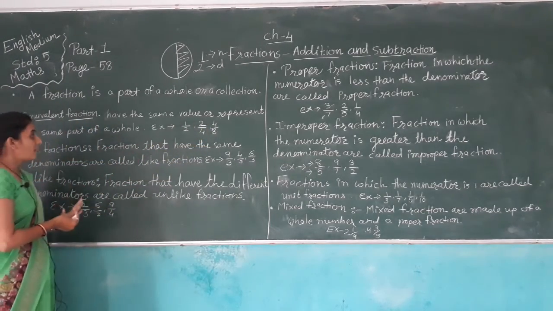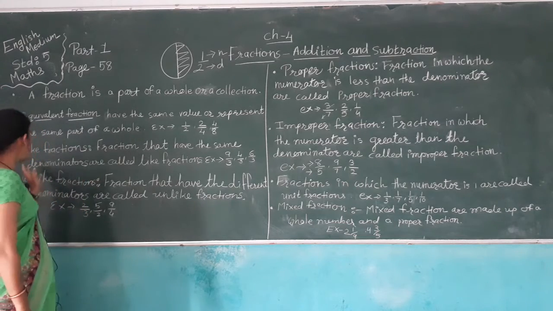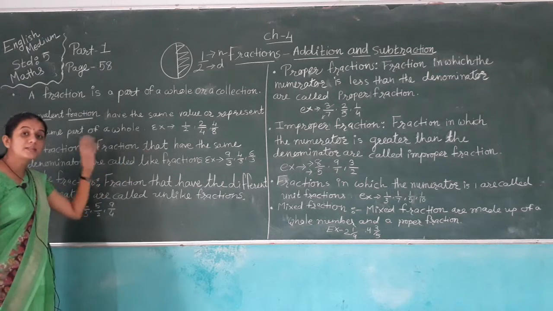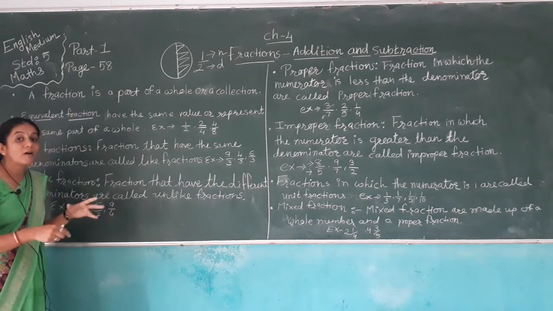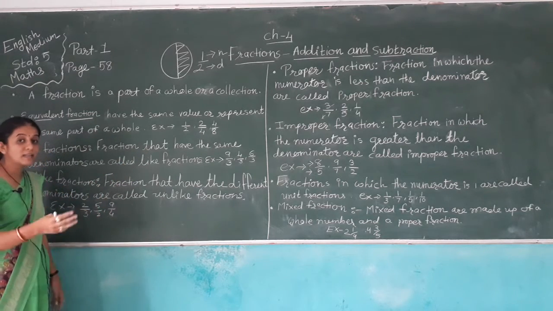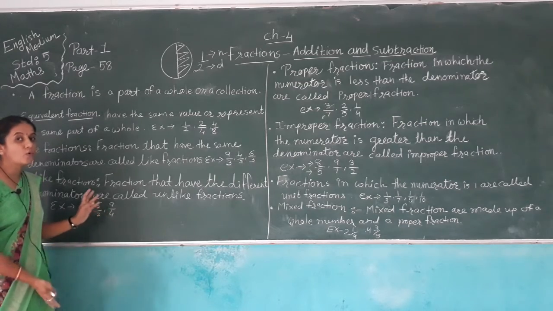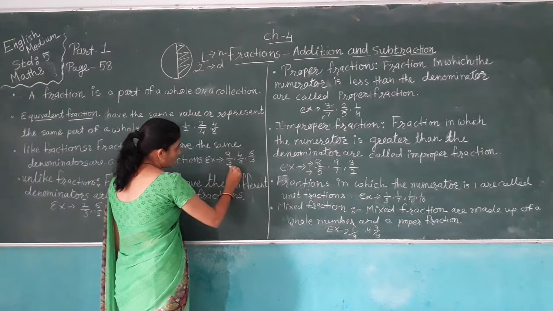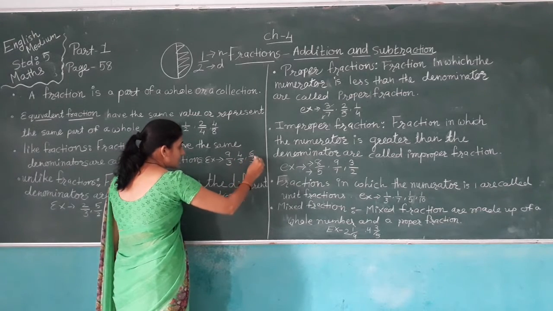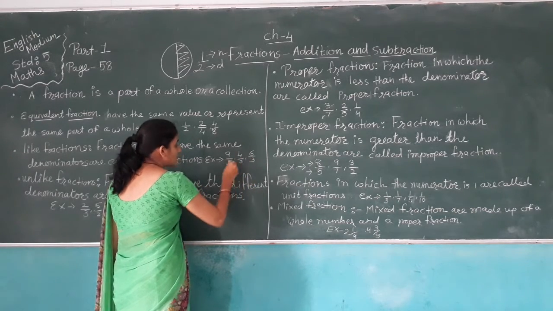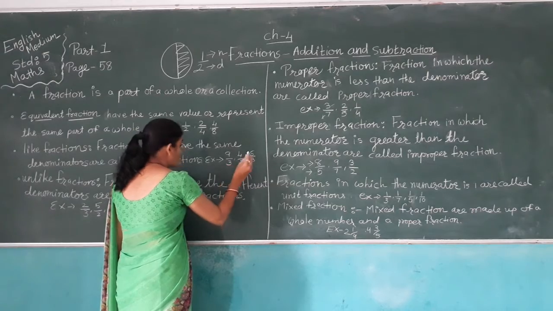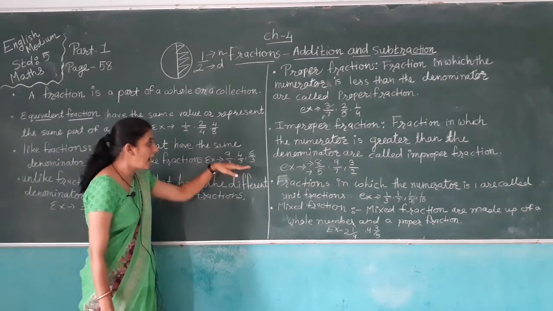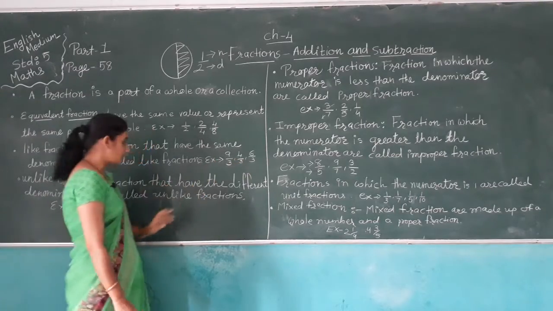Like fraction. Fractions that have the same denominator are called like fractions. Here are some examples: 9 out of 3, 4 out of 3 and 6 out of 3. In all of these, the denominator is 3, 3, 3. That means these fractions are called like fractions.